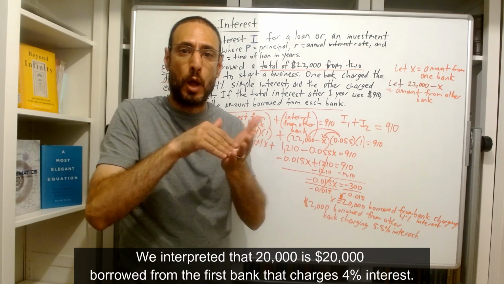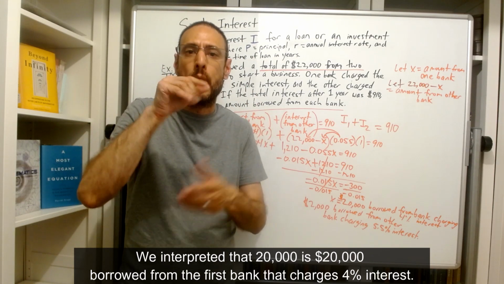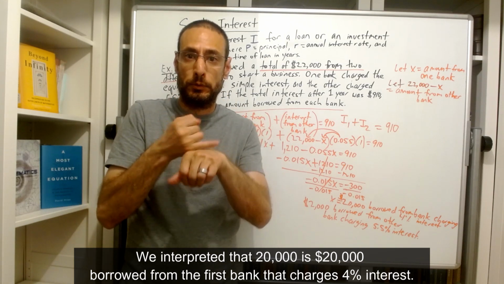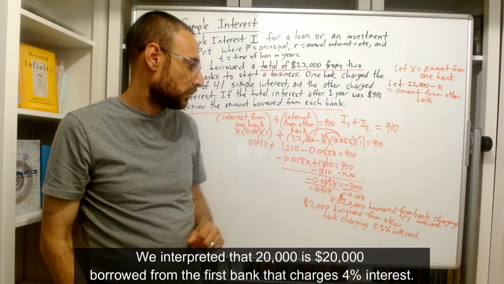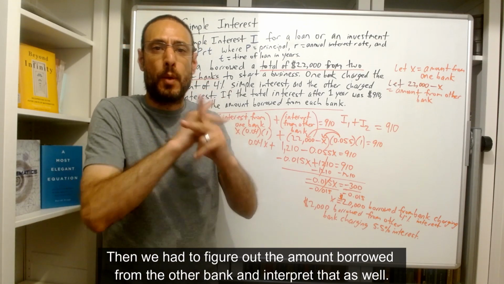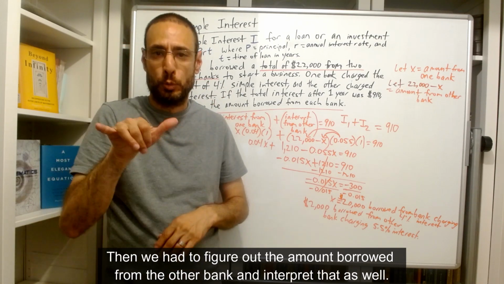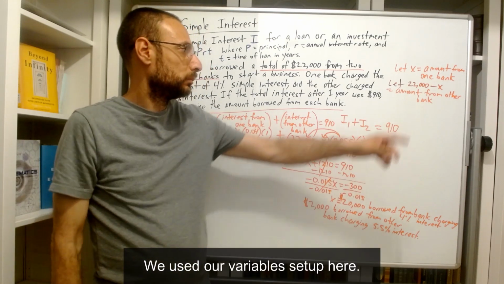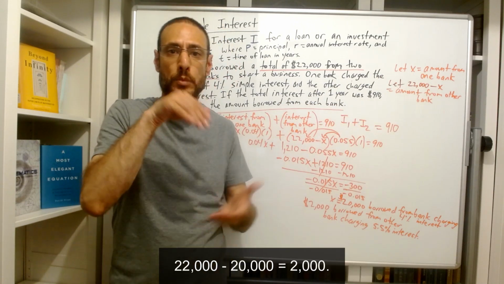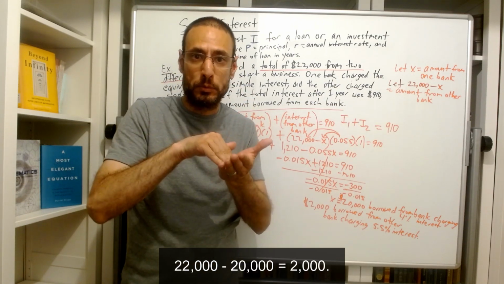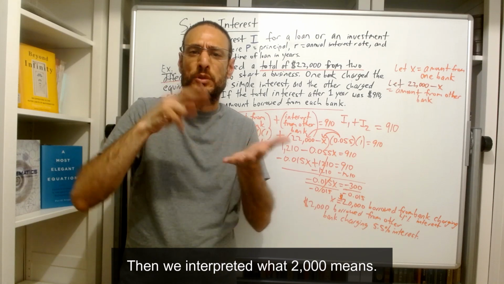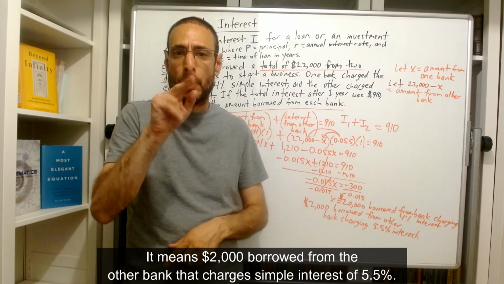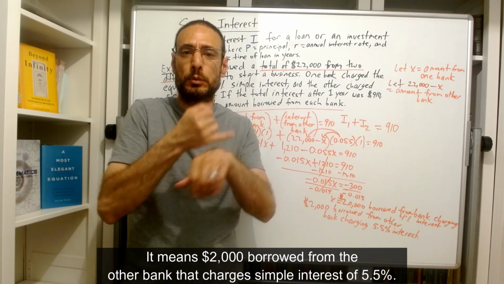We interpreted that 20,000 is $20,000 borrowed from the first bank that charges 4% interest. Then we had to figure out the amount borrowed from the other bank and interpret that as well. We used our variables set up here. 22,000 minus 20,000 equals 2,000. Then we interpreted what 2,000 means. It means $2,000 borrowed from the other bank that charges simple interest of 5.5%.